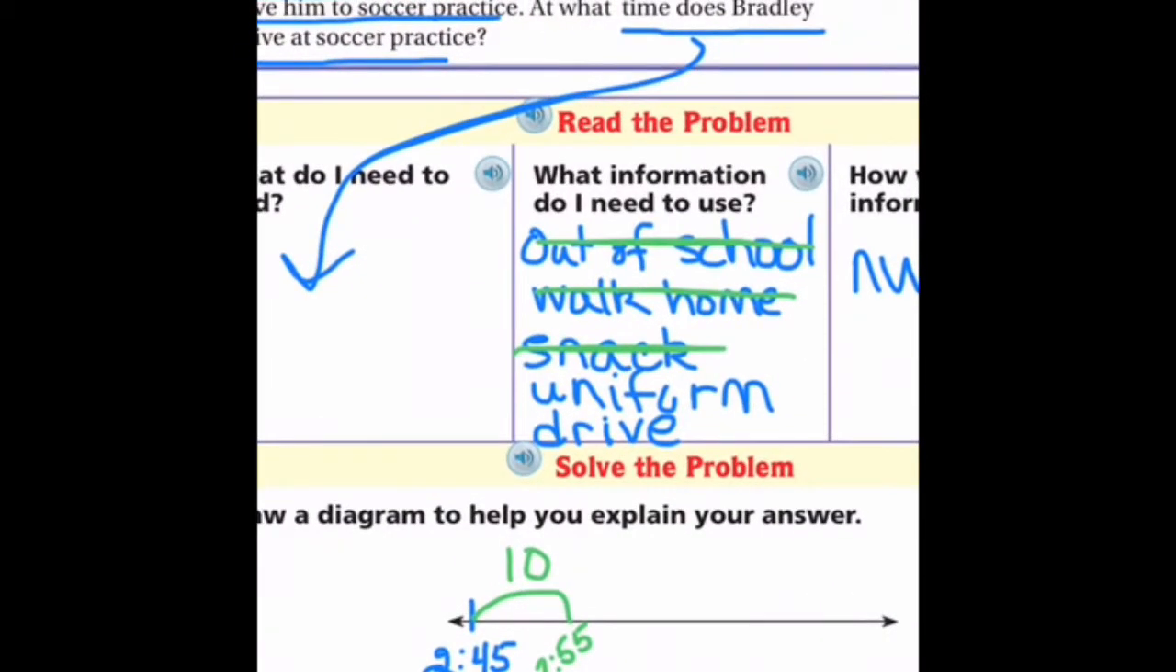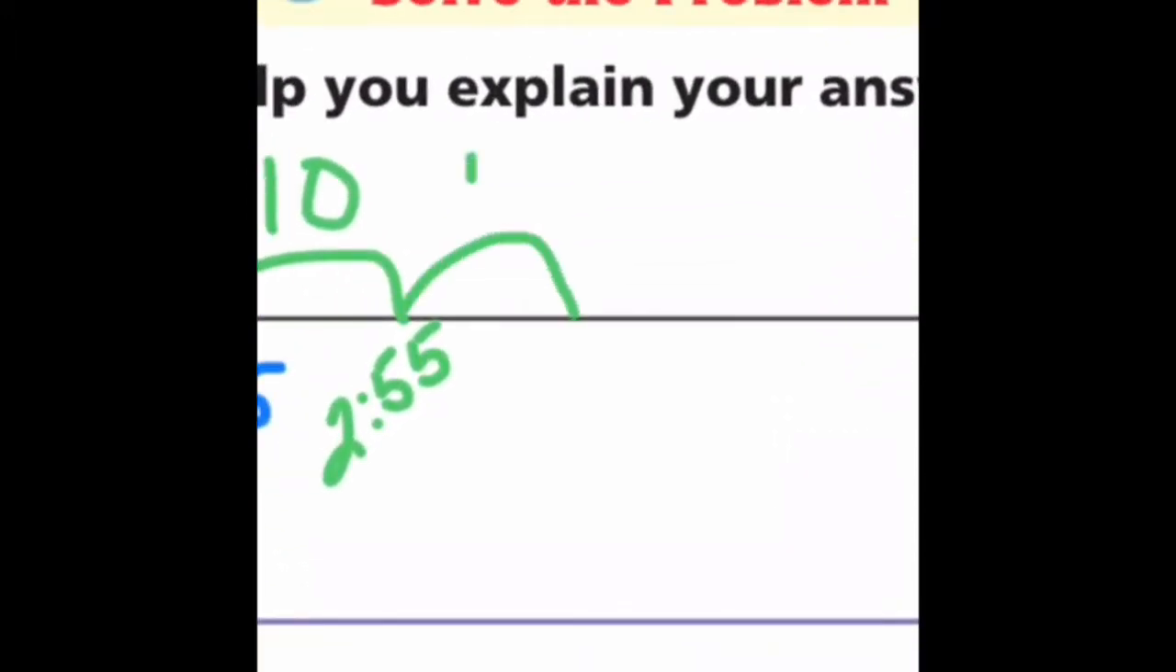And that was 10 minutes for the snack. So we add another 10. So it was 2:55 plus 10. 5 more minutes gets us to 3 o'clock. And then we'll have 5 more after that. So it gets us to 3:05.